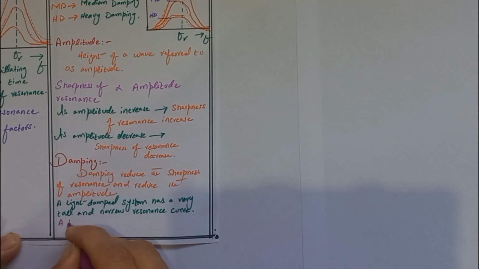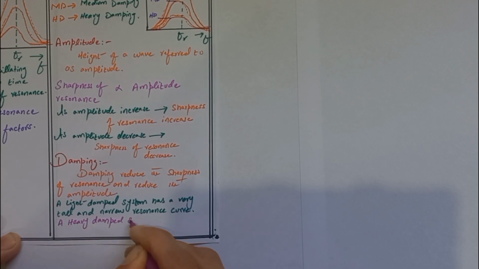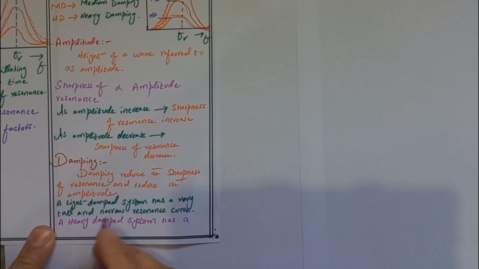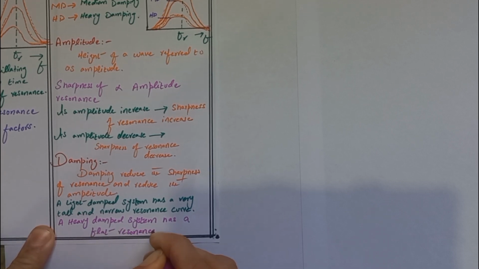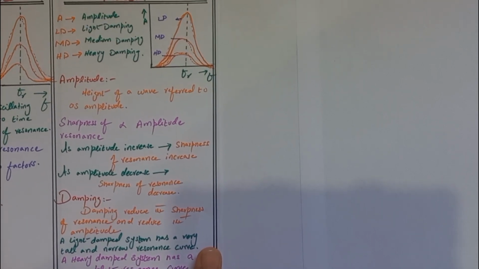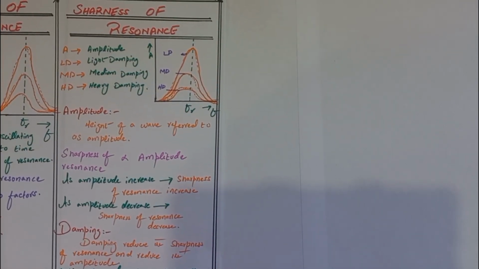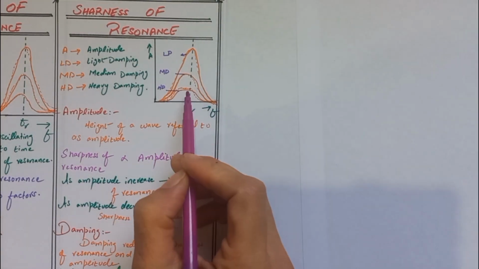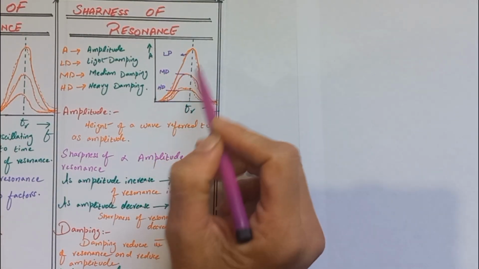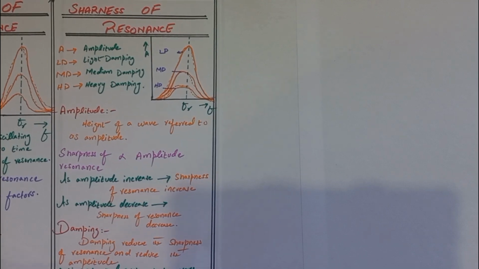A heavy damped system has a flat resonance curve. Now we show in the graph, the heavy damped system has the flat curve and the light damped system has the narrow and tall curve. So that is all about the sharpness of resonance.